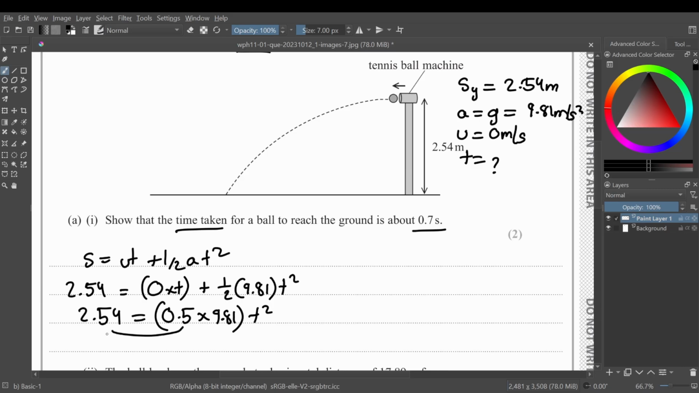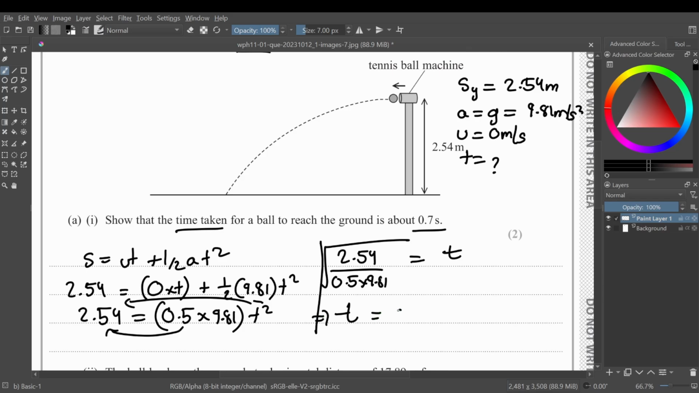So we will shift it down here, so it will be 2.54 divided by 0.5 times 9.81, right? And then we can shift this square over here, which will become square root. So this square root is equal to t. So your t value will be 0.7196, and so on. If you round it off, it will become 0.72, two decimal places, right? So basically this is your final answer.